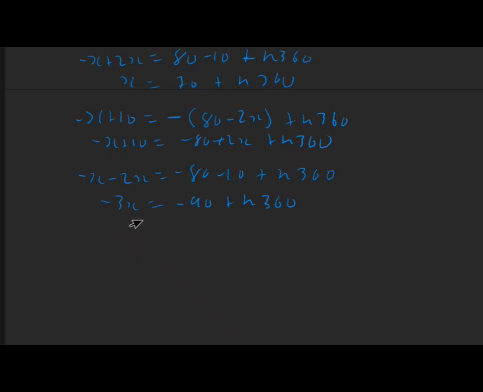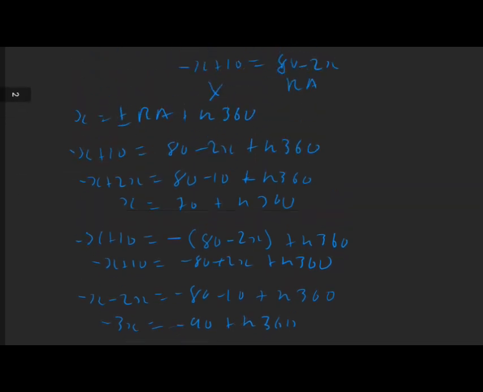If I divide everything, matter of fact, I didn't yet divide everything, my mind is ahead. If I divide everything by negative 3, this is going to become 30. Then we can put this as negative, or we can leave it like that. I choose to leave it like that. Then 360 divided by 3, we have 120. So this is what we have, and this is our equation.